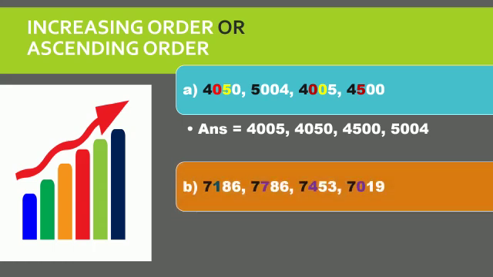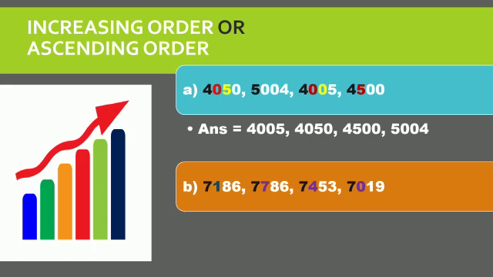Similarly, let's take another example, say 7186, 7786, 7453 and 7090. Now, let's take rule number 1. So you have to take the thousands place and compare.